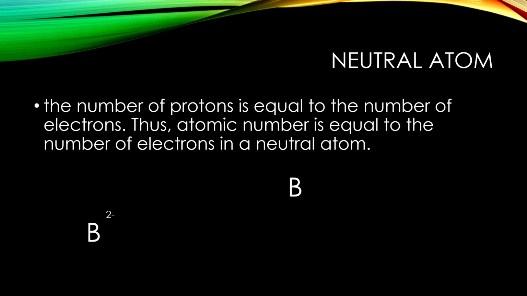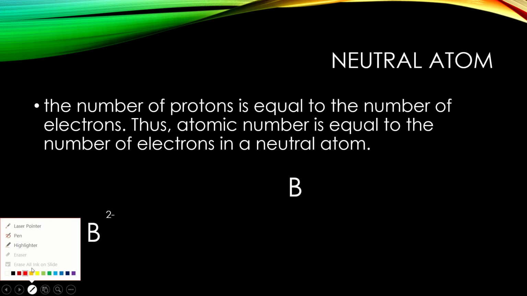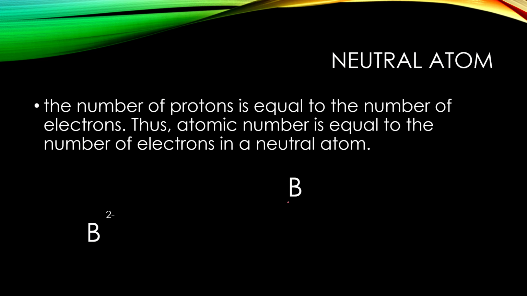So we need to remember that if an atom is neutral, the number of protons is equal to the number of electrons. Thus, atomic number is equal to the number of electrons in a neutral atom. So for you to understand easily, for example, you have an element with a symbol of B. So this element will be boron.